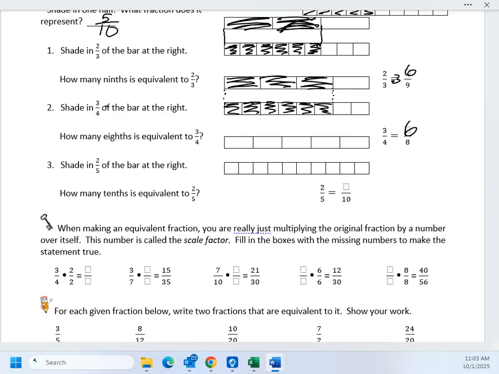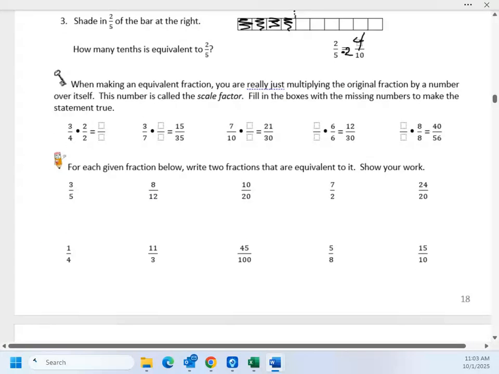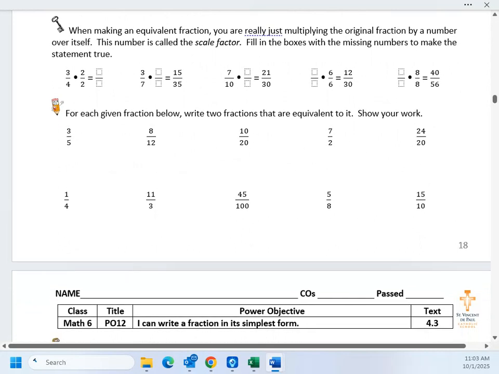And our last one, shade in 2/5 of the bar at the right. So I'm shading in 2. Now I need to see how many tenths that's equivalent to. 1, 2, 3, 4. And I can see here going from 4 to 8, I multiplied by 2. 3 times 2 is 6. To go from 5 to 10, I multiplied by 2. 2 times 2 is that 4. Make sense? Yep.